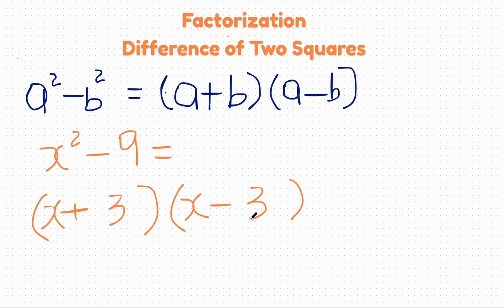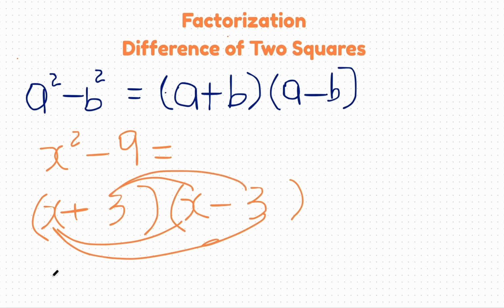If we wanted to check to ensure that our answer is correct, we simply multiply. So x times x, x times negative 3, 3 times x, then 3 times negative 3. And when we do that, what do we get? x times x is x squared, x times negative 3 is negative 3x, and then 3 times x is positive 3x, and 3 times negative 3 is negative 9.